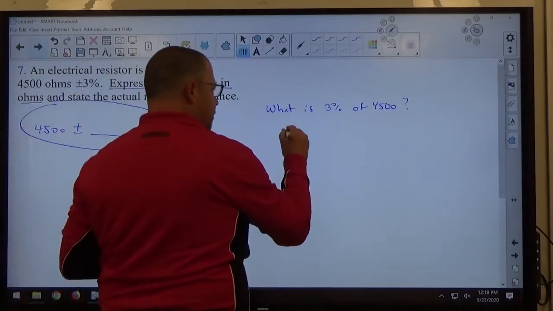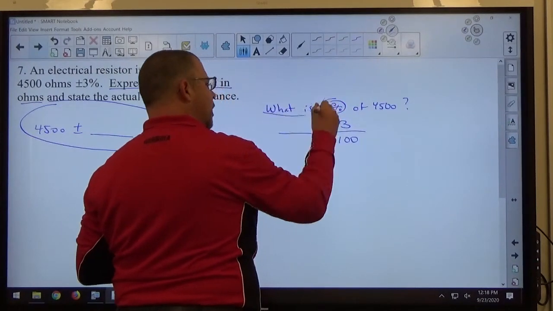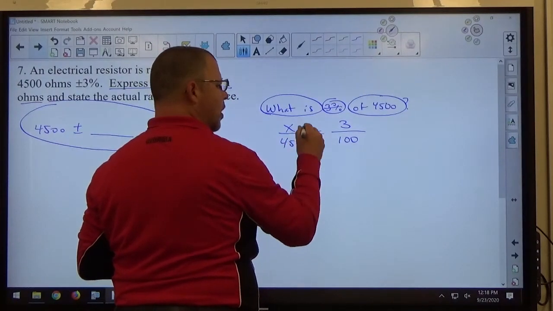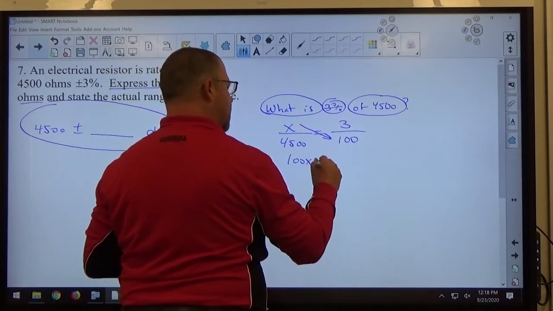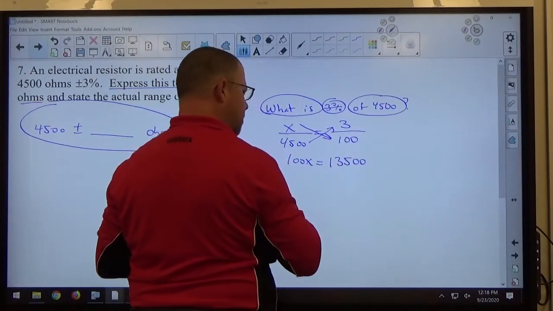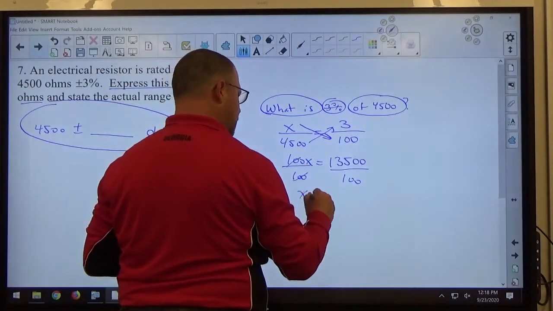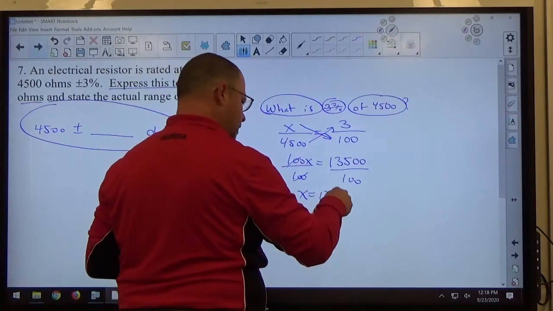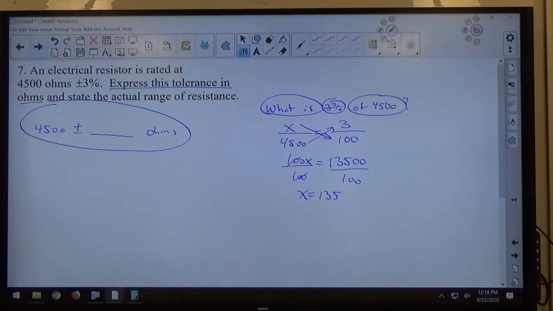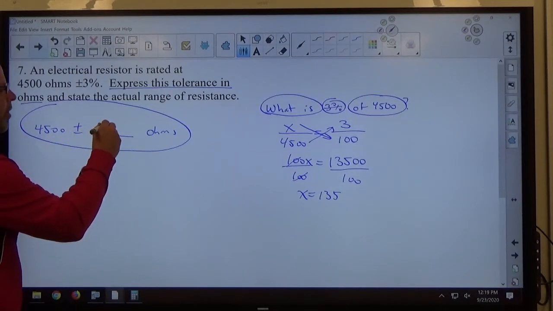So if I go percent proportion again, 3% goes on top of 100. What is, we don't know, goes on top of 4,500. 4,500 goes in the bottom. We cross multiply, we get 100x equals 3 times 4,500. We divide both sides by 100. We get x equals 135. So 135 ohms is the amount of allowable error. So as far as the tolerance in ohms, we write 4,500 plus or minus 135 ohms.